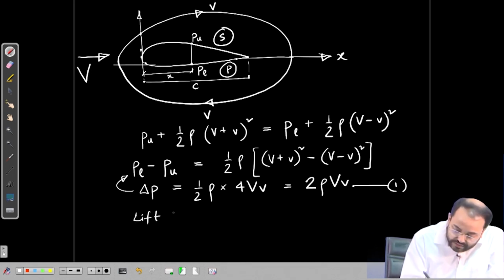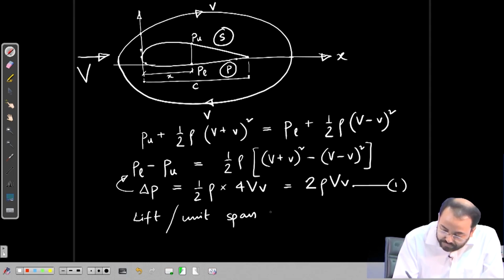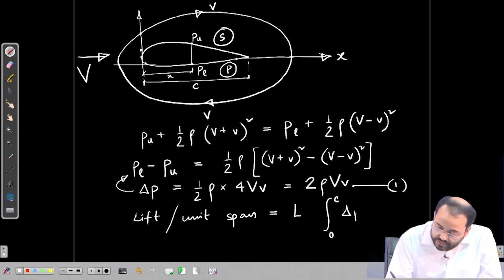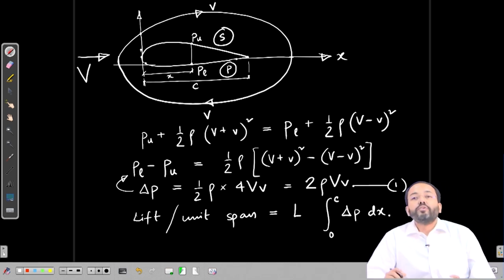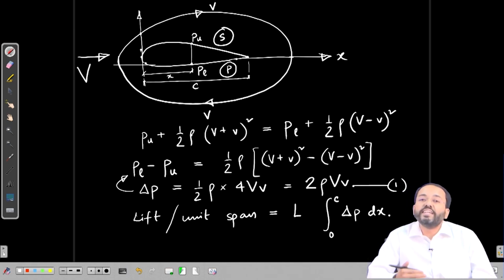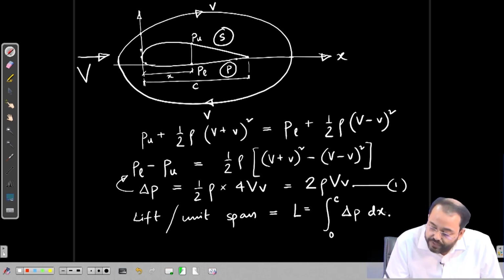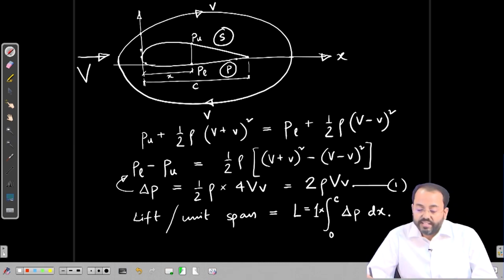The lift per unit span is L equals the integration from 0 to C, which is the chord length, of del P dx. So, the integration of these pressure differences over the area, area meaning length into the width. Here we are taking the unit span, so we just multiply by 1.